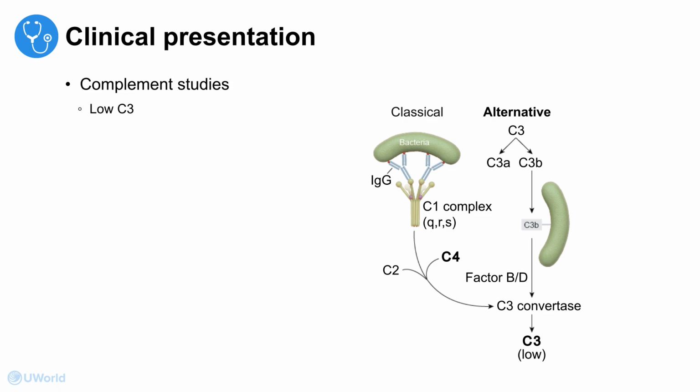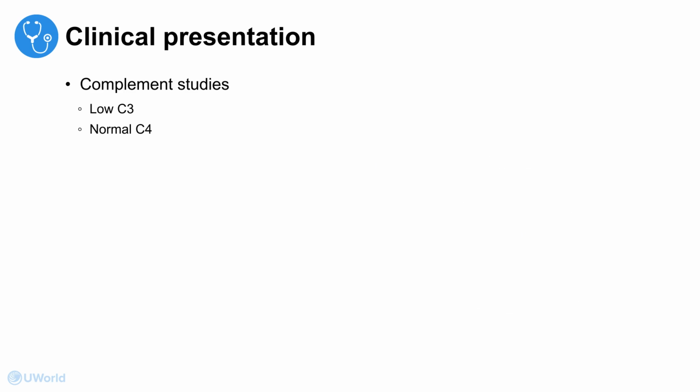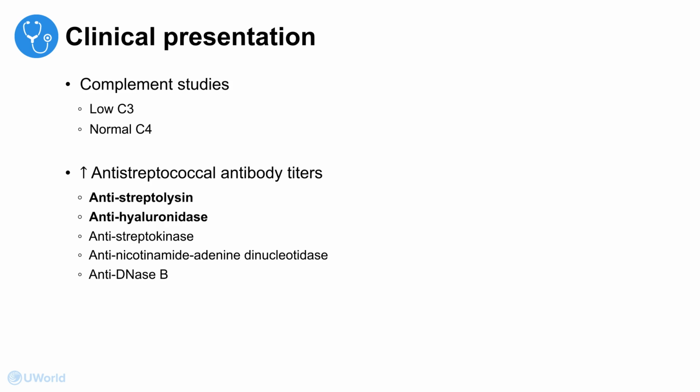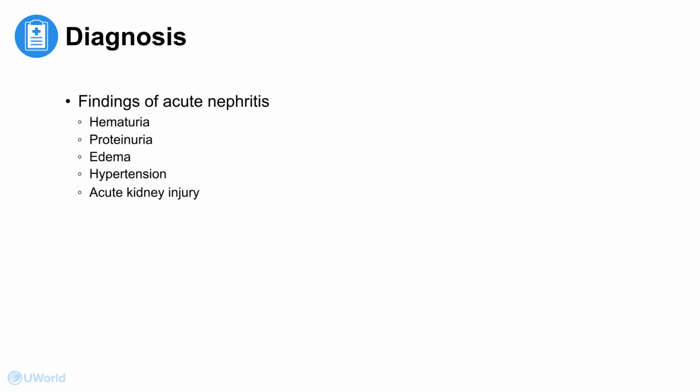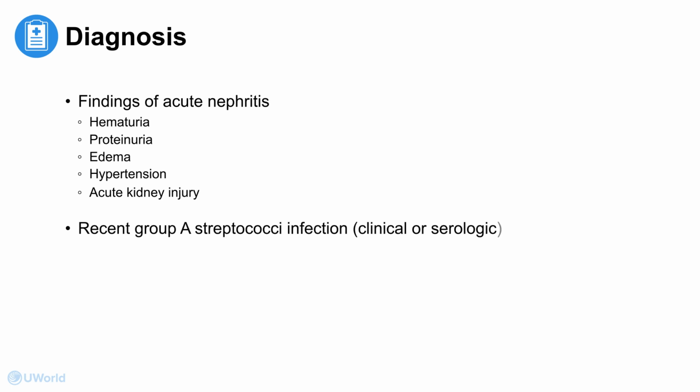C4 levels are typically normal as complement activation via the classical pathway is not prominent in the condition. Patients also have elevated titers of anti-streptococcal antibodies, including anti-streptolysin and anti-hyaluronidase. The diagnosis of PSGN is made in patients with signs and symptoms of acute nephritis and either a history or laboratory evidence of recent Group A streptococci infection.